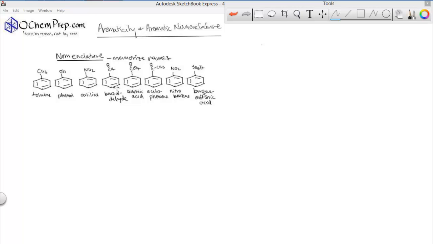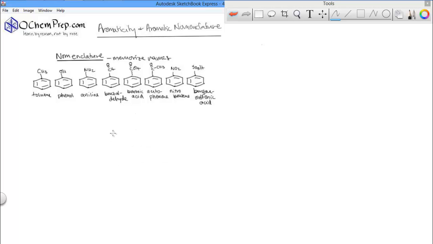The next two are related. You have benzaldehyde, which is C double bond O with an H. This carbon right here is called a benzylic carbon, and we'll see that again in a reaction. Benzoic acid is the carboxylic acid of a benzyl carbon. Acetophenone is an acetyl group attached to a benzene ring. Nitrobenzene and benzene sulfonic acid.